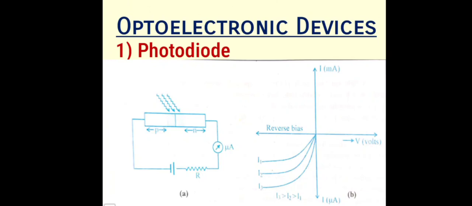Today I am going to discuss the last part of the semiconductor, that is optoelectronic devices. The definition is like this: the semiconductor diodes or PN junction diodes in which charge carriers are generated by photons are called optoelectronic devices.